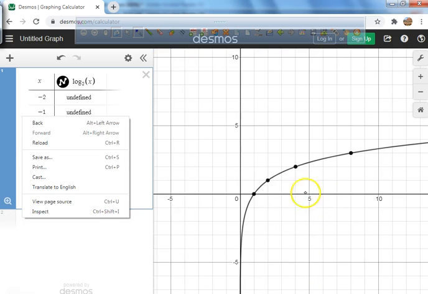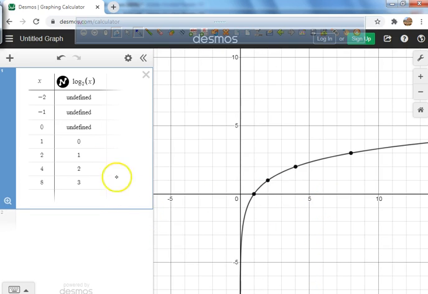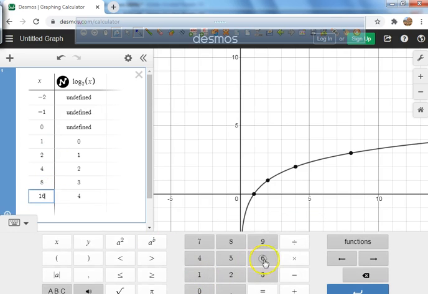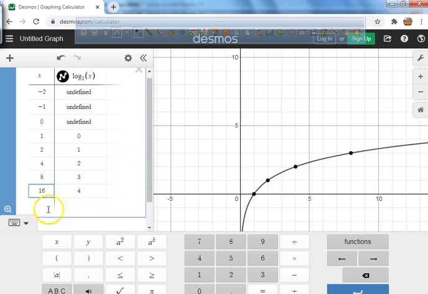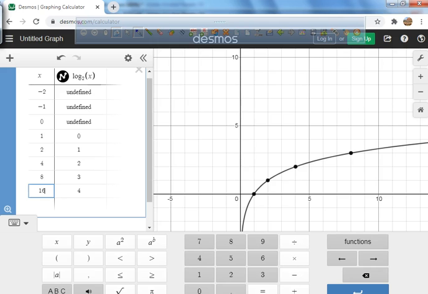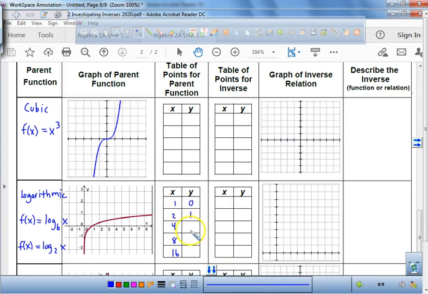So there's some points right there that you could use: 1, 2, 4, and 8. The next point you would be able to use would be 16. So there are your points for your logarithmic function: 1, 2, 4, 8, 16. I'm going to go over here and write 1, 2, 4, 8, 16, and you can clearly see that that's 0, 1, 2, 3, 4. So put 0, 1, 2, 3, 4.